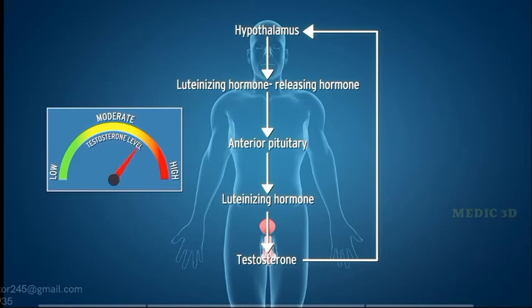However, when the testosterone level is low in the body, the hypothalamus is not inhibited by testosterone, and there is secretion of luteinizing hormone releasing hormone, and the anterior pituitary continues to produce luteinizing hormone, and there is secretion of testosterone.